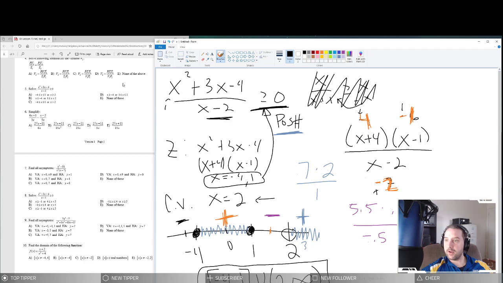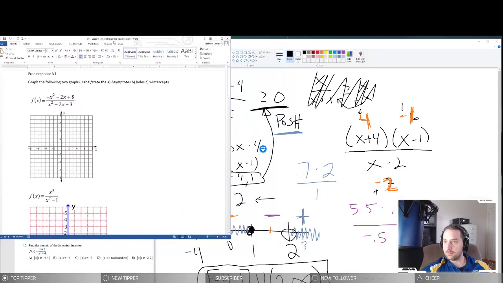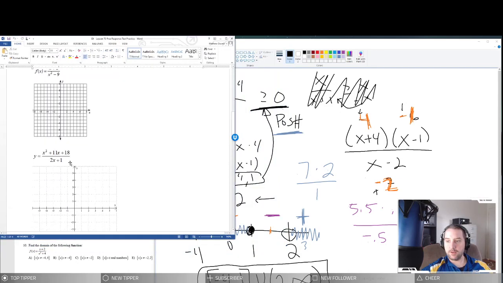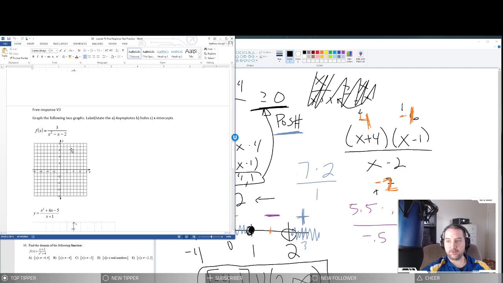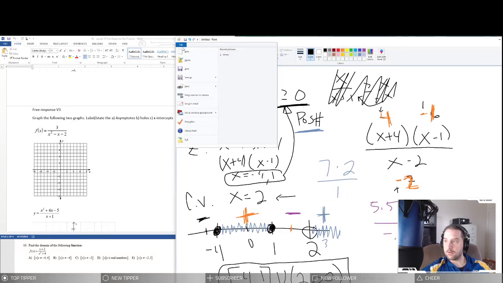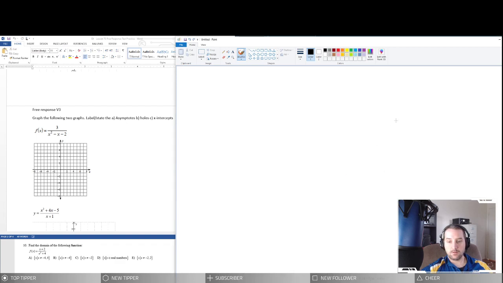The fifth graph on the free response. So 1, 2, 3, 4, 5. You're talking about this one here. Is this the one that you're referencing, Jocelyn? Okay, cool.